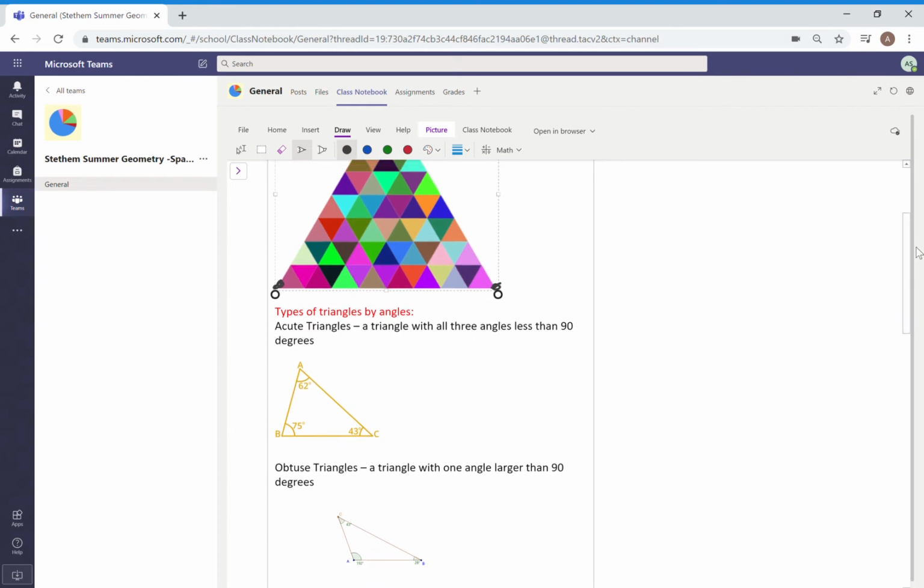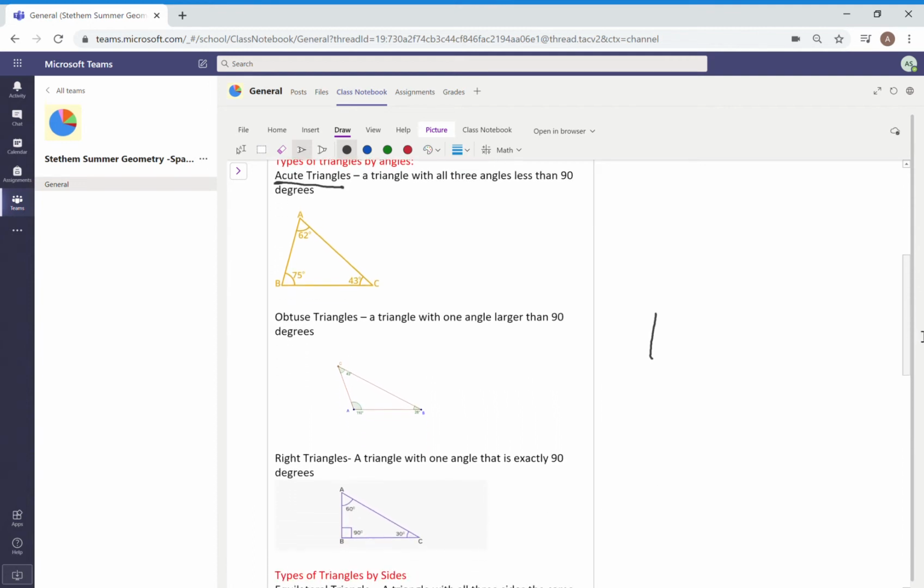And then there's different types of triangles. The first type is an acute triangle. A triangle with all three angles that are less than 90 degrees. So all you're looking for is you come in here, you want to look at the angles. The inside says 75, 62, and 43. All those numbers are less than 90 degrees, thus this would be acute.